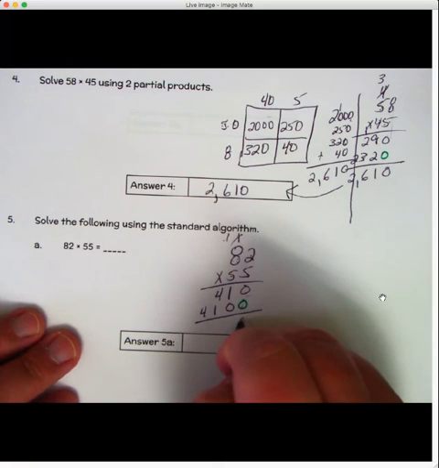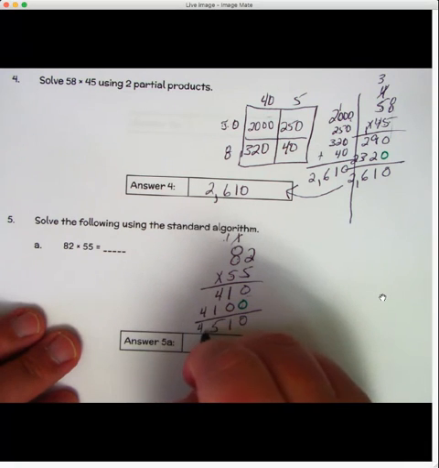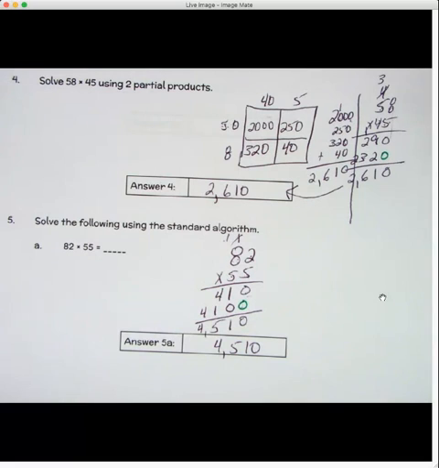0 plus 0 is 0. 1 plus 0 is 1. 4 plus 1 is 5. Nothing plus 4 is 4. So the answer is 4,510.